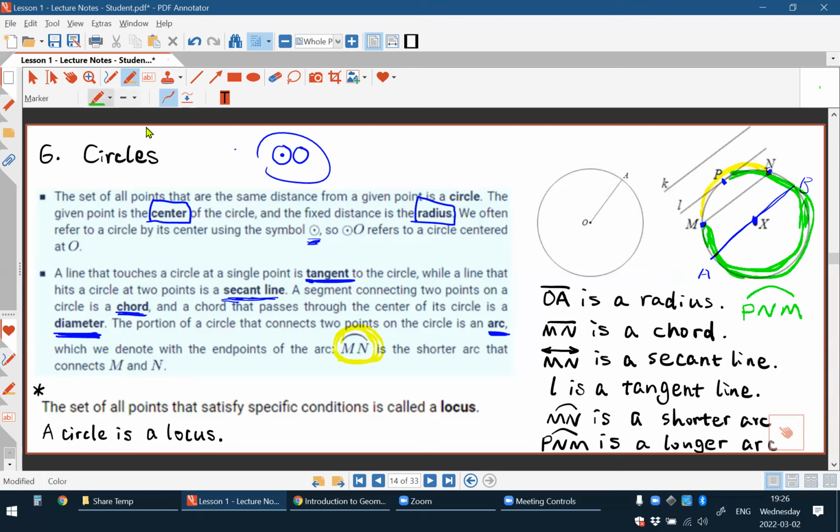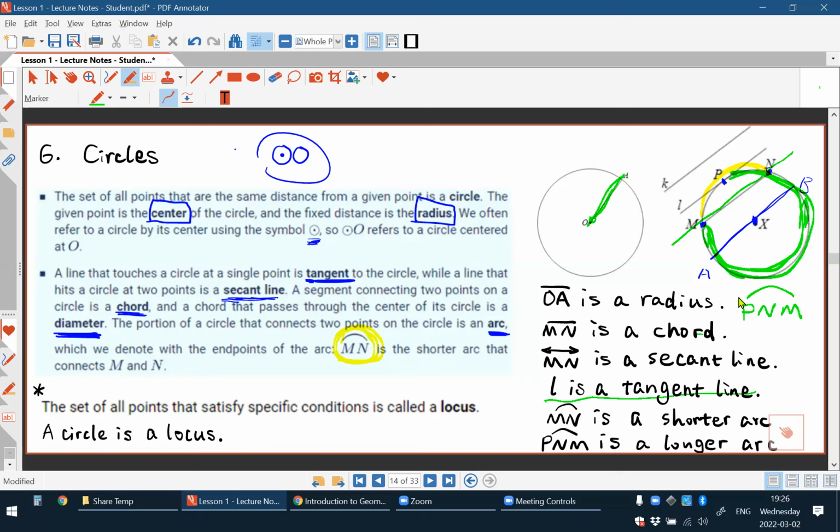Okay, so let me make a summary here. As shown in this graph, OA is here, right? OA is called the radius. And segment MN is a chord. And line MN is a secant line, because there are 2 intersection points between this line and this circle. And L is a tangent line because L intersects with the circle at only point P, right?